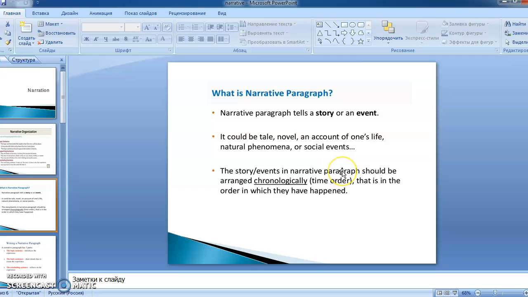In this part, there is a short definition of the narrative paragraph. A narrative paragraph tells a story or an event. It could be a tale, a novel, an account of one's life, natural phenomena, social events, and so on. The events in a narrative paragraph should be arranged chronologically, in time order, in the order in which they happened.